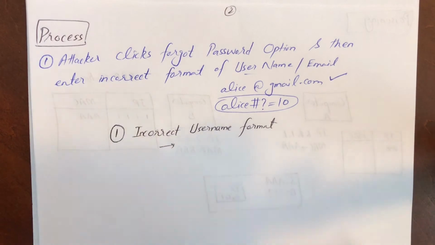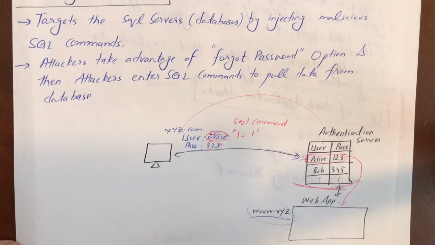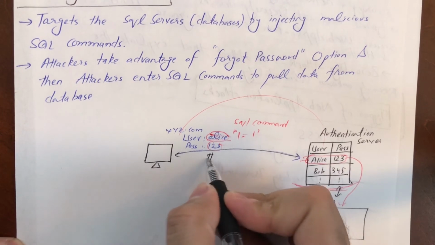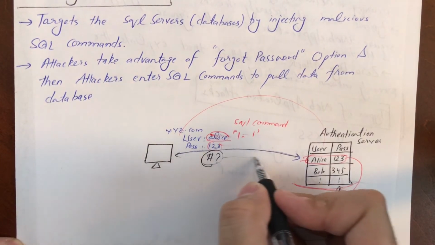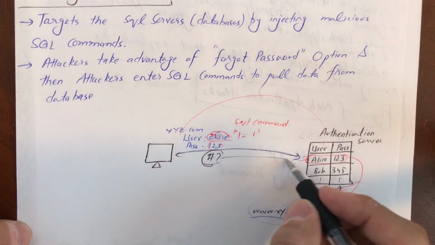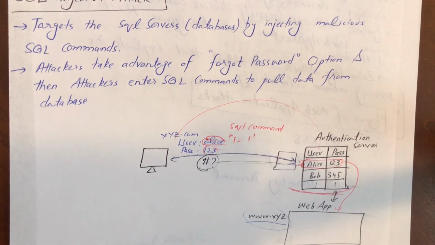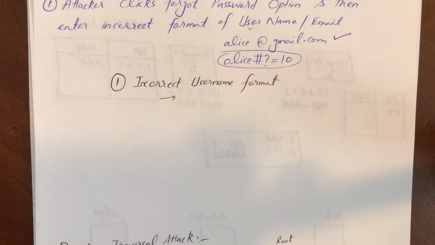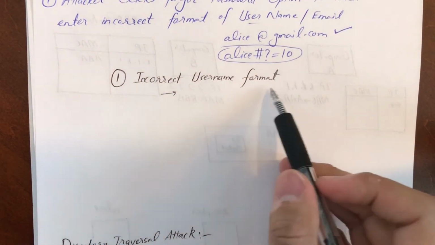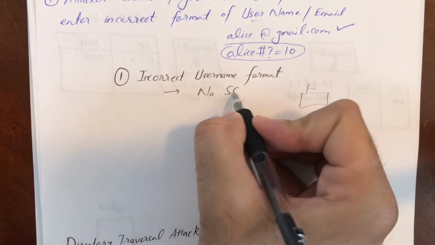Then it means there is a filter in place. What does it mean? Let's say if you enter something other than Alice, for example hashtag, question mark, something like that, and it gets directly through, you might expect a response like user not found, an error, or something like that. But if whatever you're typing is going directly to the database, it means there is no filter in between. They're not sanitizing your input. Then it means that the website is vulnerable to SQL injection. So if they say incorrect username format, it means they are properly assessing your format. Then no SQL injection attack.